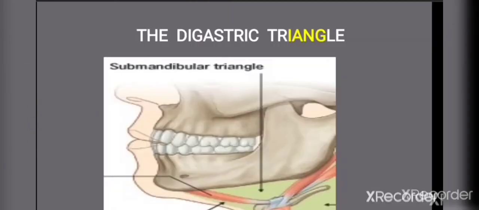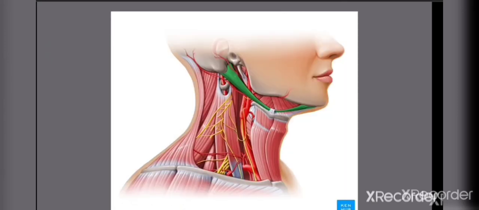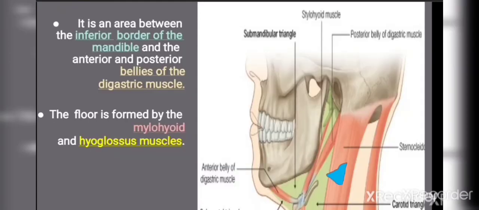Then we come to the second triangle, that is the digastric triangle. It is also known as the submandibular triangle. Here we have highlighted in green the digastric muscle, which is enclosing the submandibular triangle or digastric triangle. It is an area inferior to the inferior border of the mandible and between the anterior and the posterior bellies of the digastric muscle. These are the boundaries, the anterior side and the posterior side, formed by the anterior and the posterior bellies of the digastric muscle, and the base of this triangle is made up of the inferior border of the mandible.